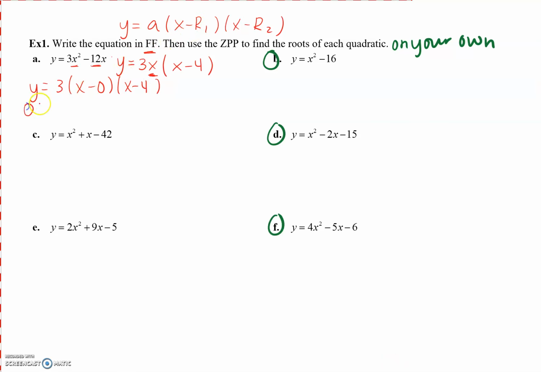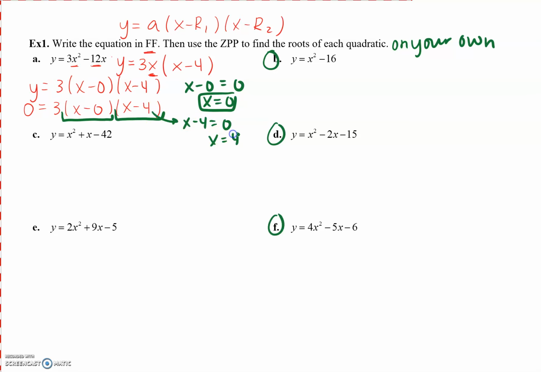So now, to find the roots, I set y equal to 0. Because it's been factored, I'm going to use the zero product property to take each factor and set each factor equal to 0. So if my first factor was 0, I get x equals 0. If my second factor was 0, I get x equals 4. So my two roots were x equals 0 and x equals 4. All right, that one was pretty easy.